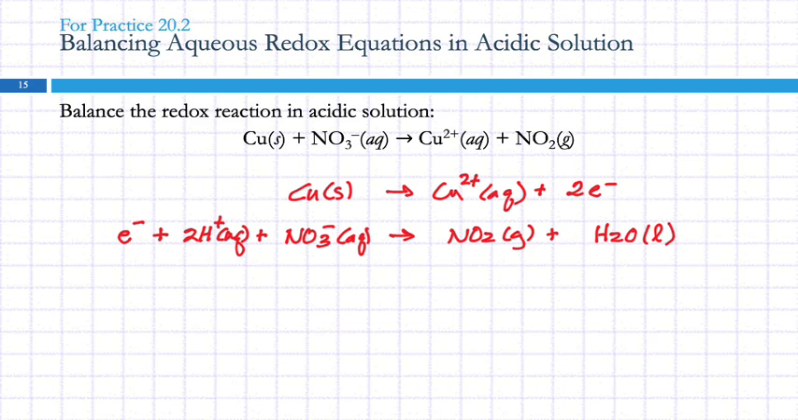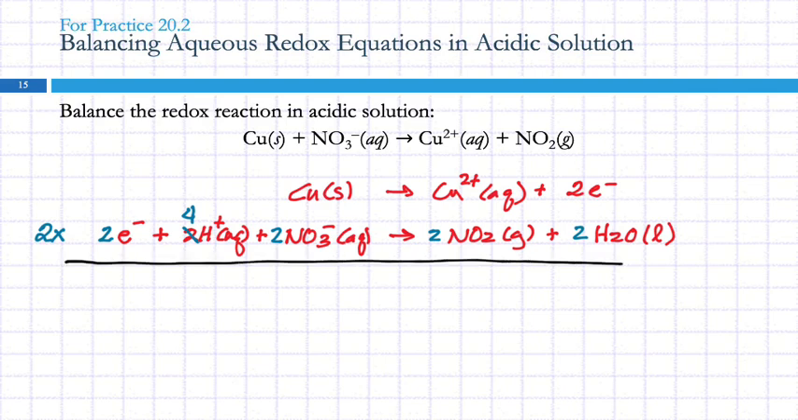Make the number of electrons equal. Well, this is 2, and this is 1. We're looking for the least common multiple, if you remember that idea. So I'm going to multiply this by 2. I really like to write this out here, especially when you've got one going by 3 and one going by 2, because otherwise I found I do it wrong a lot. So this becomes a 2, this becomes a 4, 2, 2, and 2. Add them together. Electrons cancel out. Copy down everything else.